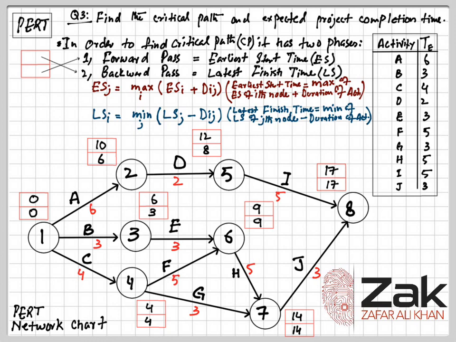That is how we find the earliest finish time at every node and latest finish time for every node. When we go to find earliest start time for every node, it is said to be forward pass, and when we find the latest finish time for every node, we go backward. It is called backward pass. Pass means going from one node to another, forward or backward.